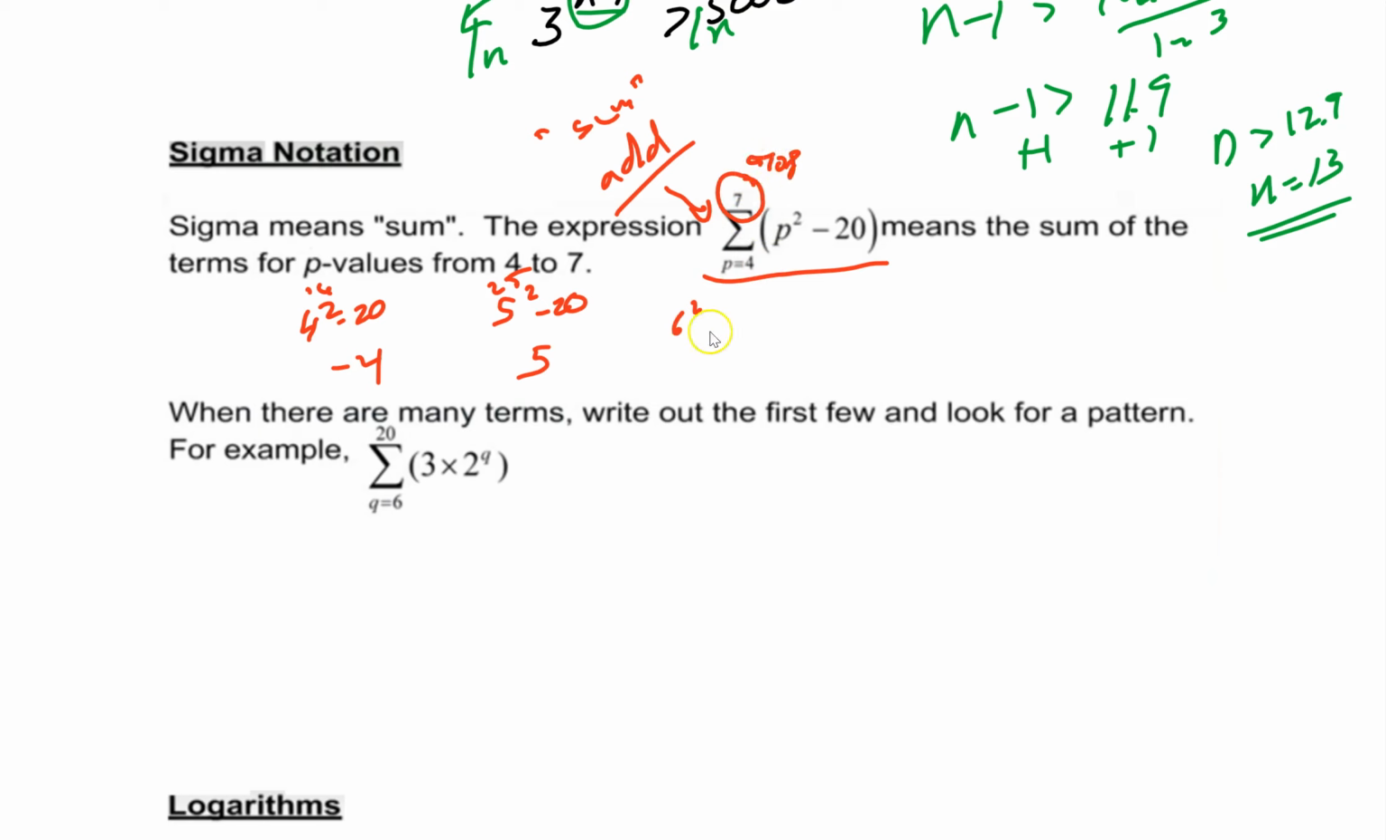Right, we start down there. So 6 squared minus 20, 36 minus 20 is 16. And then 7 squared on the last one, minus 20. So 49 minus 20 is 29. You add all this up, you get negative 4, because that's the sigma part where you add them all up. I get 1, 30, 46.